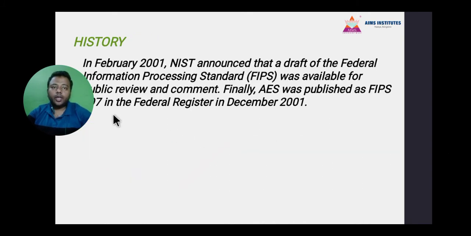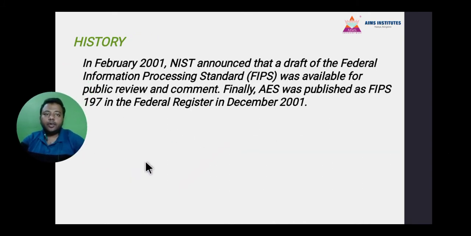In February 2001, NIST announced the draft of the Federal Information Processing Standard, the FIPS, which was made available for public review and comment. Finally, AES was published as FIPS 197 in the Federal Register in December 2001.